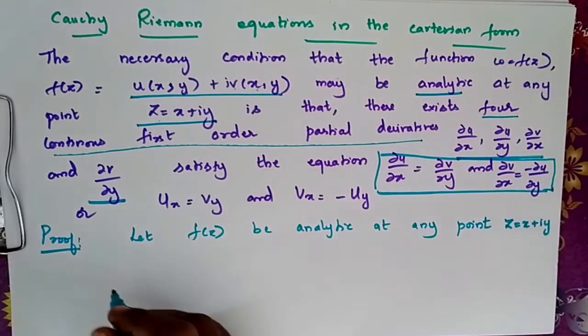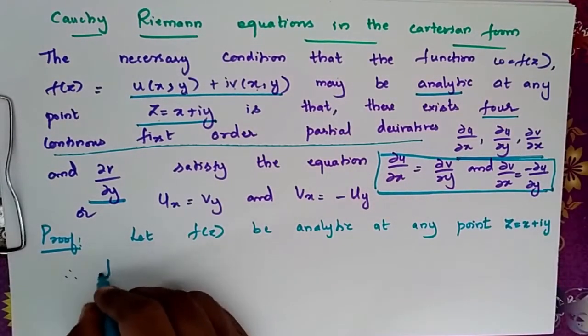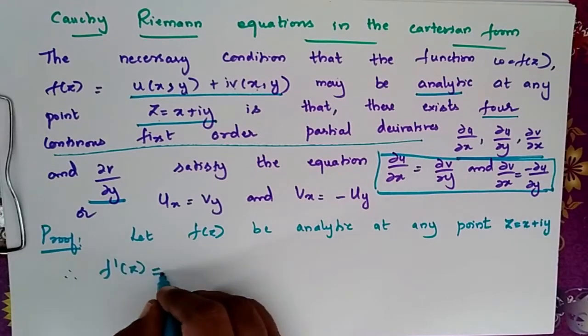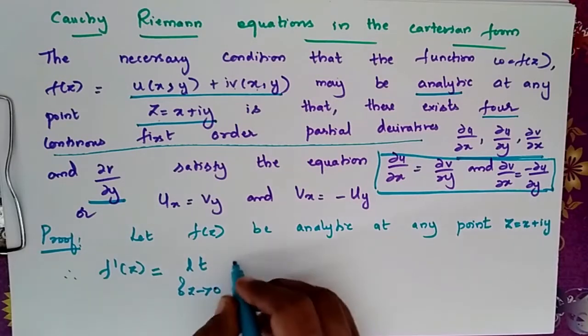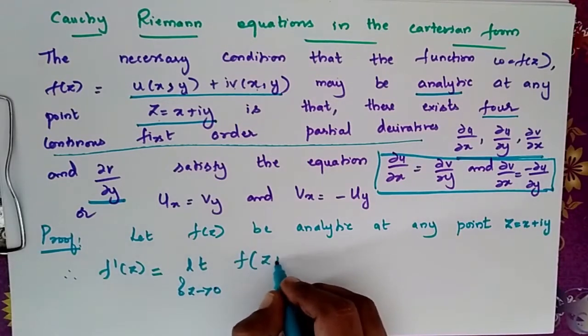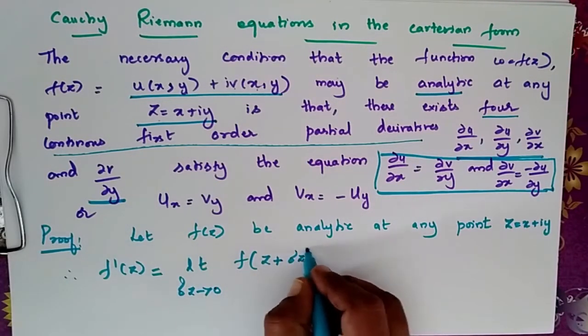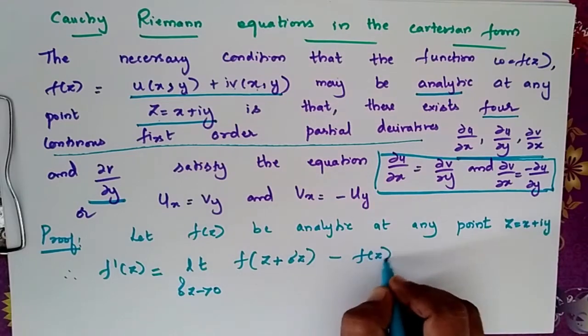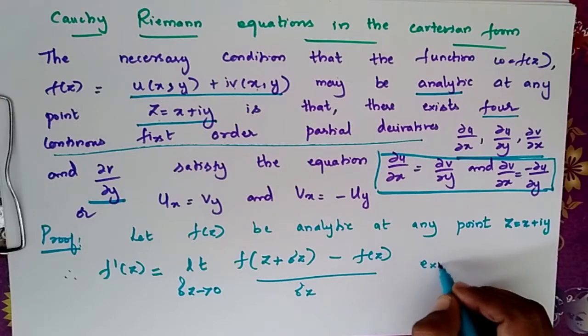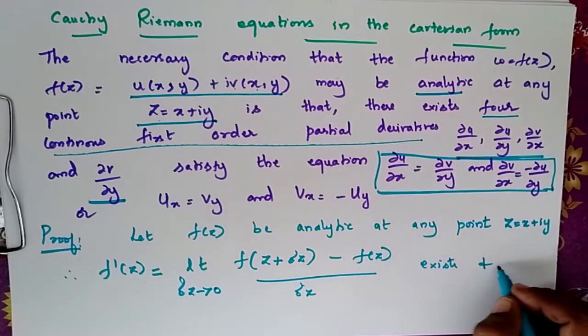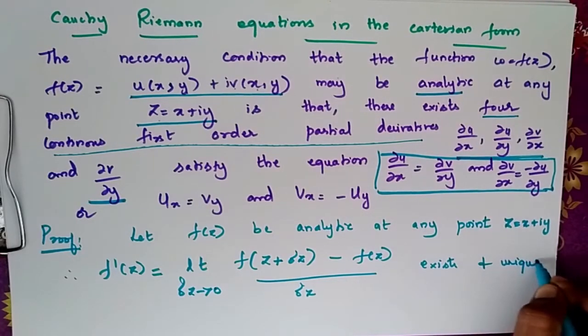So now f dash of z will be equal to limit of delta z tending to 0 of f of z plus delta z minus f of z by delta z, which exists and this remains unique.